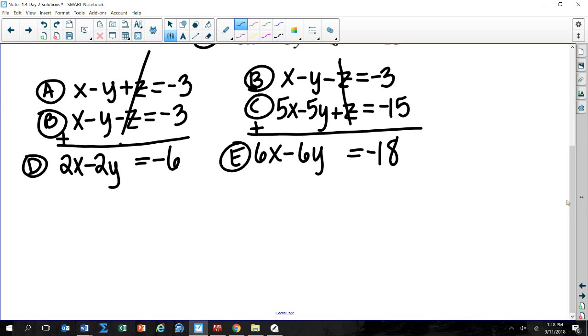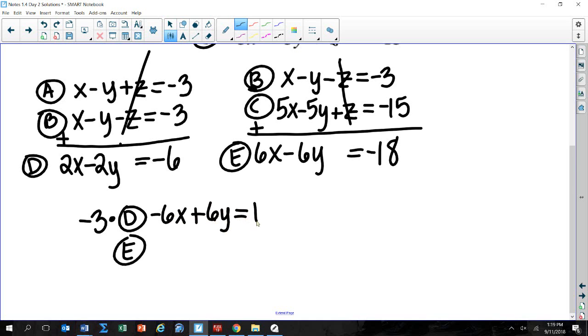Multiply by negative 3, right? If I take D and I take that 2x and multiply by negative 3, I would get a negative 6x, right? 6x and negative 6x. Those would cancel. Okay, so let's do D and E. So for D, I'm going to multiply that whole thing by negative 3. So this is going to be negative 6x plus 6y, right, equals positive 18. Is that right?